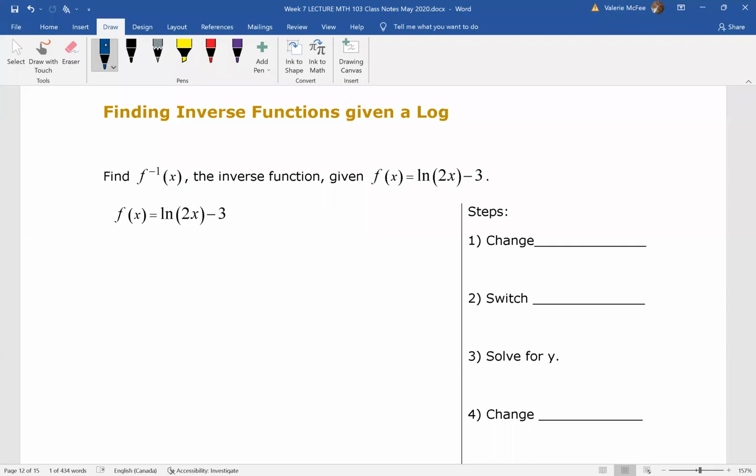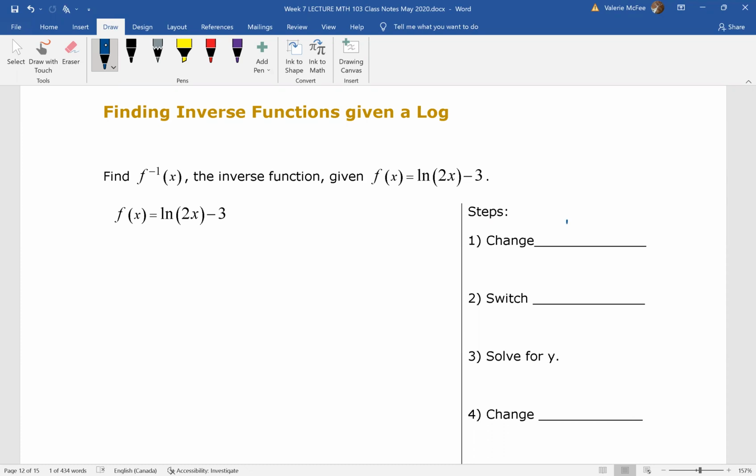So how do we find inverse functions of a logarithm? Well, first of all, we have to remember what we're looking for. If we're given a log function, the inverse function is going to be exponential. You need to keep that in your mind. If you don't know where you're going, it's going to be difficult to get there. Lots of the steps are the same.